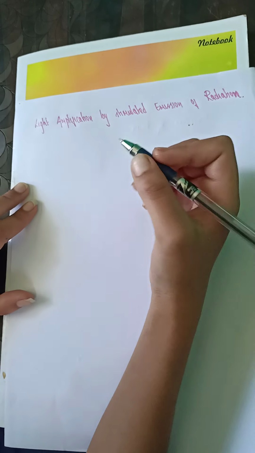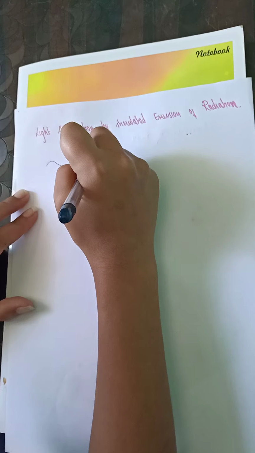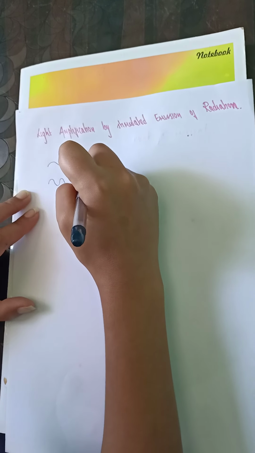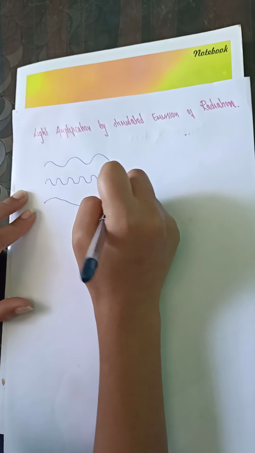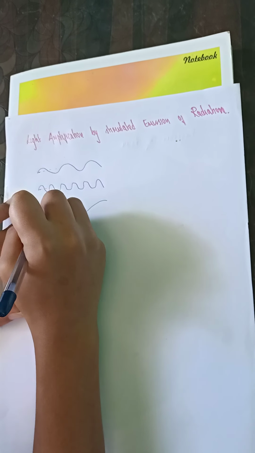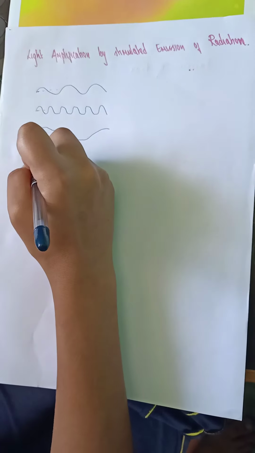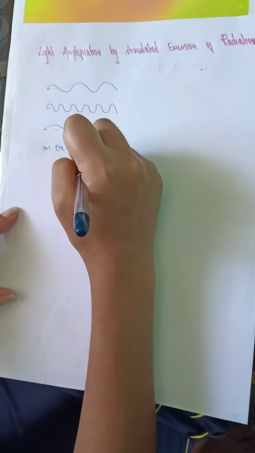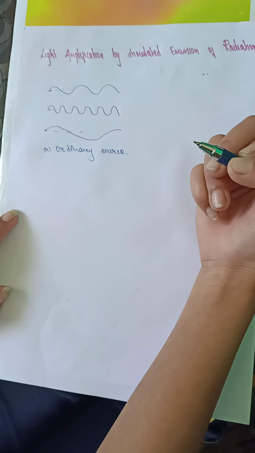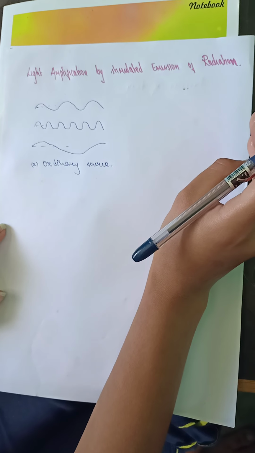Now let us see the other sources of light. Let's take these three waves again. These are of different phases, and all these three waves have different wavelengths. So here the wavelength is different, as well as the phase is also different. Means we can say that this is an ordinary source of light. An example of an ordinary source of light is the light coming from a candle or from the sun.